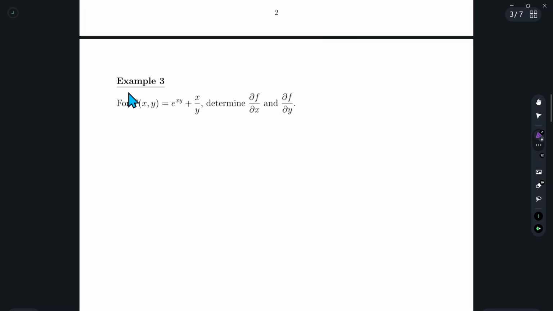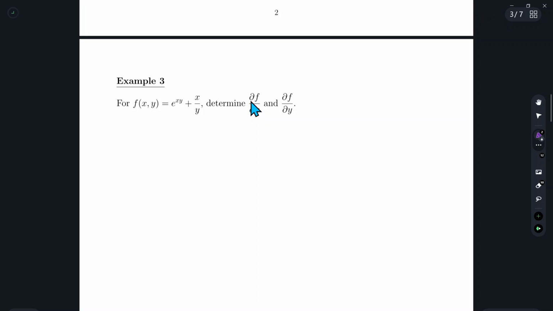Okay, so looking at example 3, we're asked to calculate more partial derivatives, except we'll see that we're going to have to apply the various differentiation rules if it's necessary for a particular function. So like the product rule, the quotient rule, the chain rule, and so on and so forth. In particular, this function will require the chain rule.